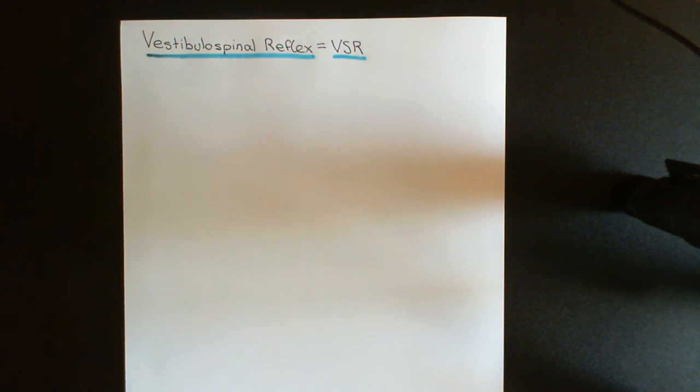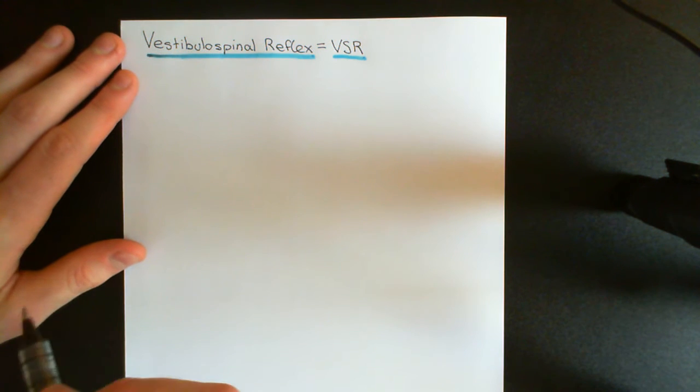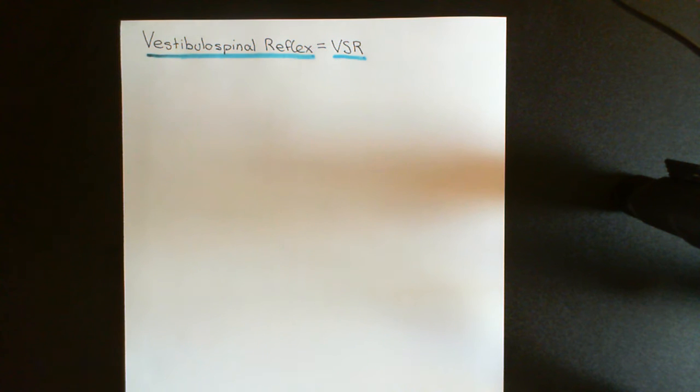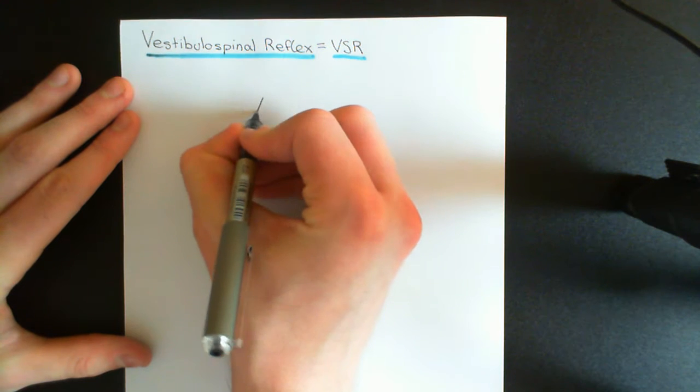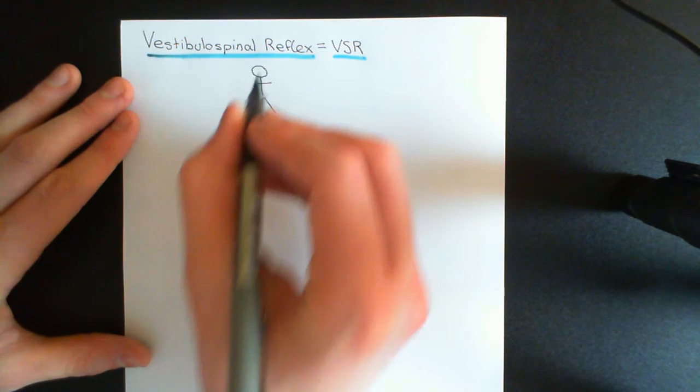Okay, so in this video what I want to now talk about is the vestibulospinal reflex, also known as the VSR. So let me start by reminding you of what the vestibulospinal reflex is in case you have forgotten since the beginning of this video. So, let me draw a little man here. So this little man is currently standing up.